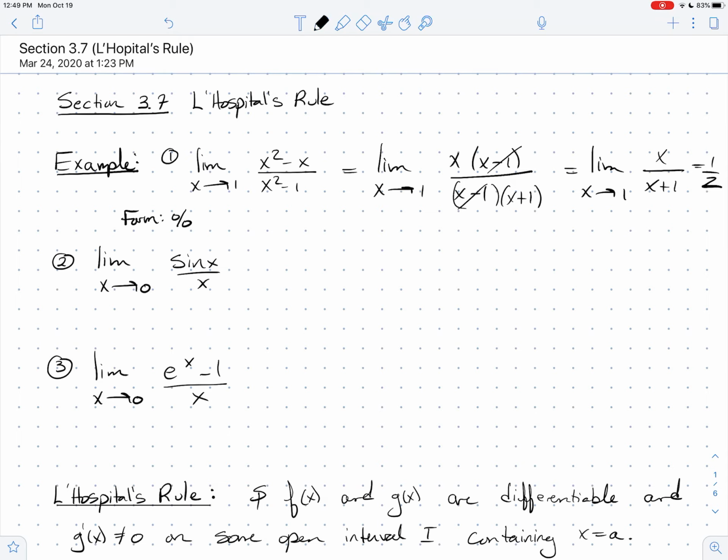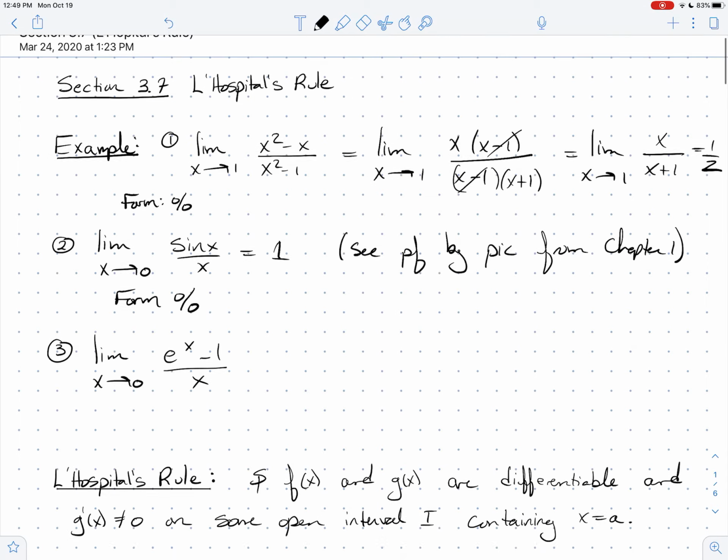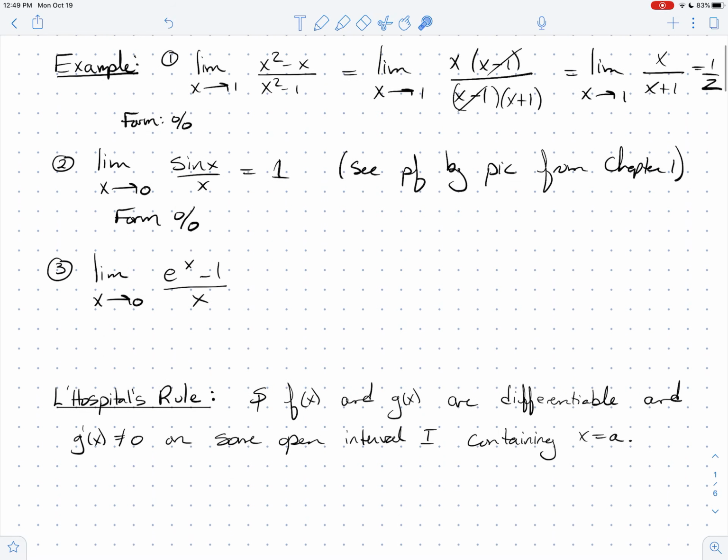However, back in the good old days of chapter 1, we were able to figure this one out using a picture. We used the squeeze theorem and a clever picture, and we were able to sort of show that this limit is actually just 1. And we'll say see proof by picture from chapter 1.